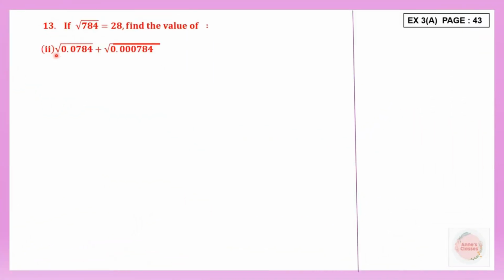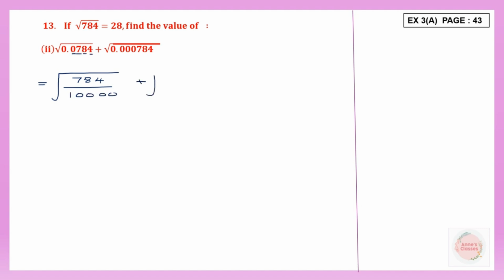Question 13, the second question here. So remember, the square root of 784 is given to us as 28. Now we have to find the value of this. So let's do this in a similar way. We have a decimal number. We are going to remove the decimal point. So when we remove the decimal point, what do I get here? I get 784 by, now here 1, 2, 3, 4, 4 zeros. So 1 followed by 4 zeros.